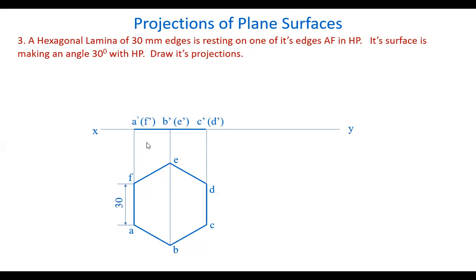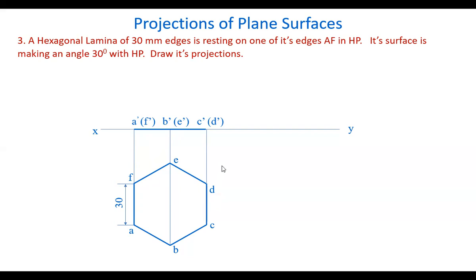Its front views A dash B dash like this, because A, B, C are nearer to the observer. Observer is looking from this side. So A, B, C are nearer to the observer. D, E, F are away from the observer. So D, E, F are kept in brackets.